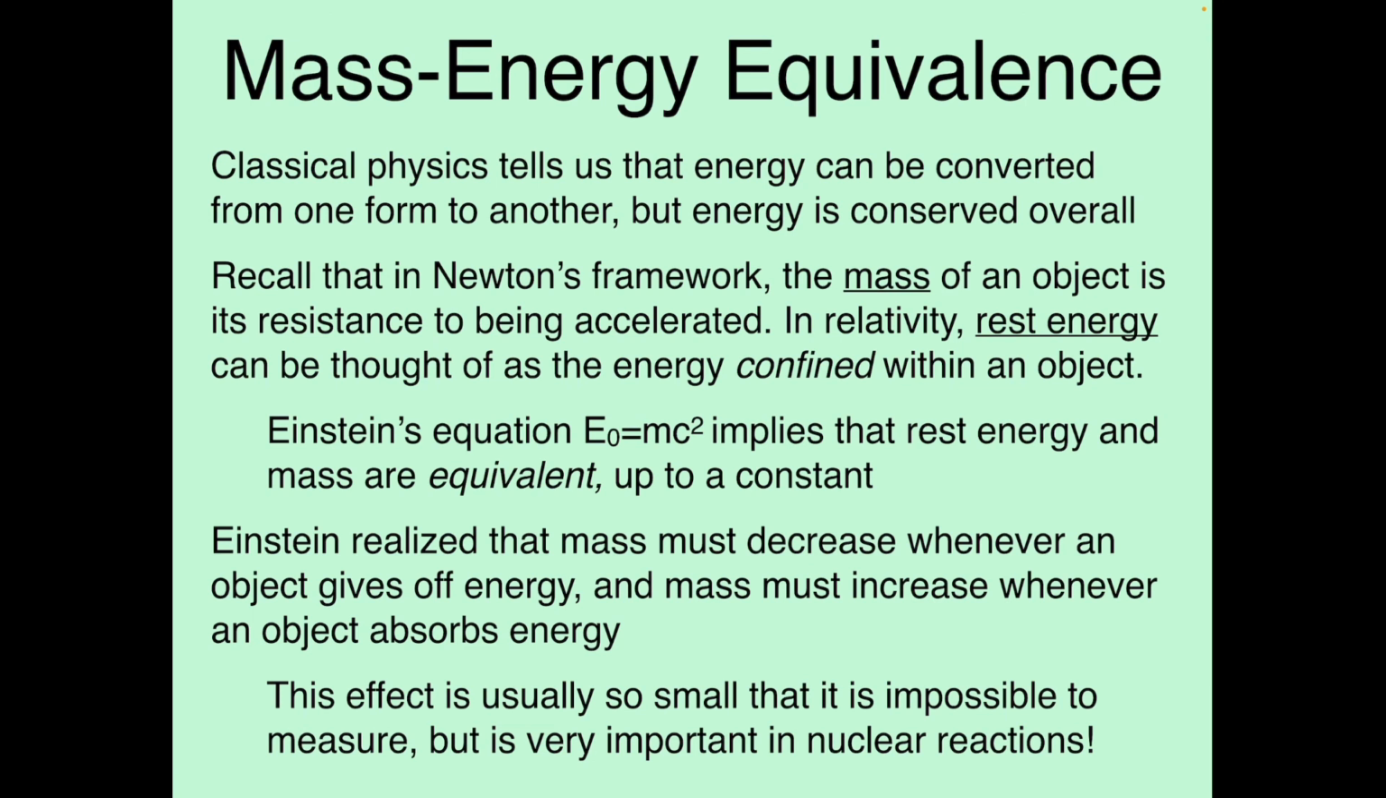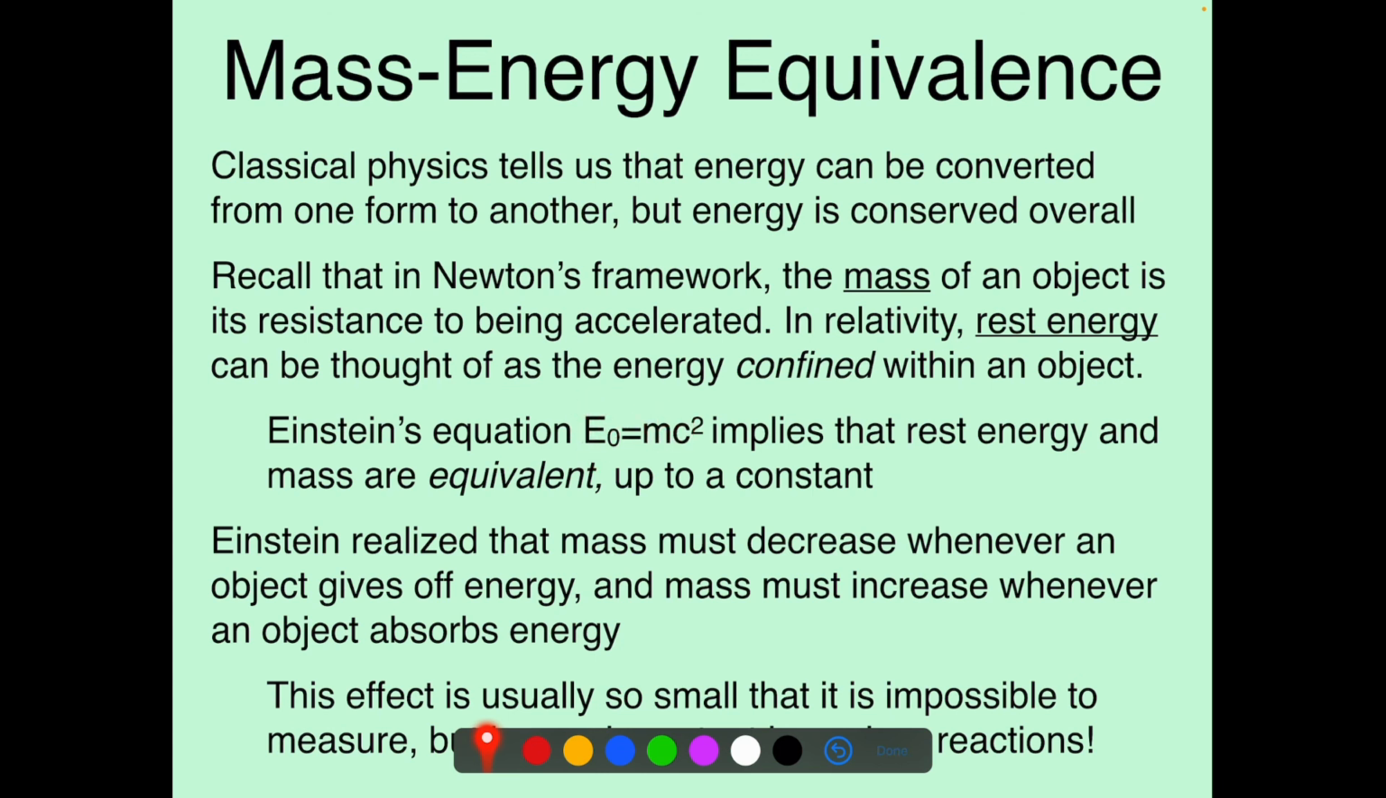Now in relativity, we have this idea of rest energy. Rest energy is the energy an object has even if it's not moving, even if it's just at rest. We can think of the rest energy as the energy confined within the object. So Einstein's equation, E naught, the rest energy, equals mc squared, implies an equivalence between rest energy and mass. They are just related by a constant, c squared.